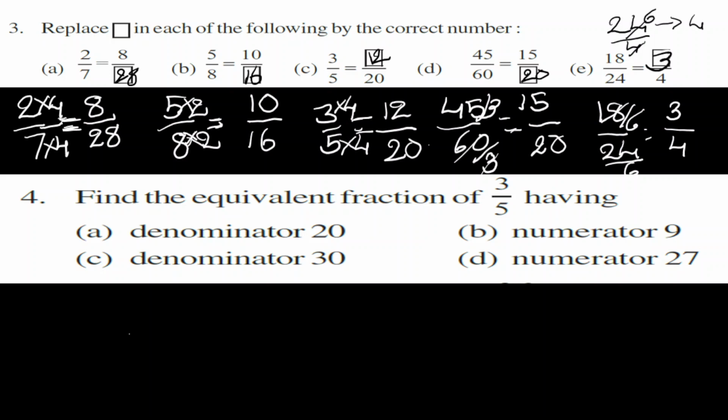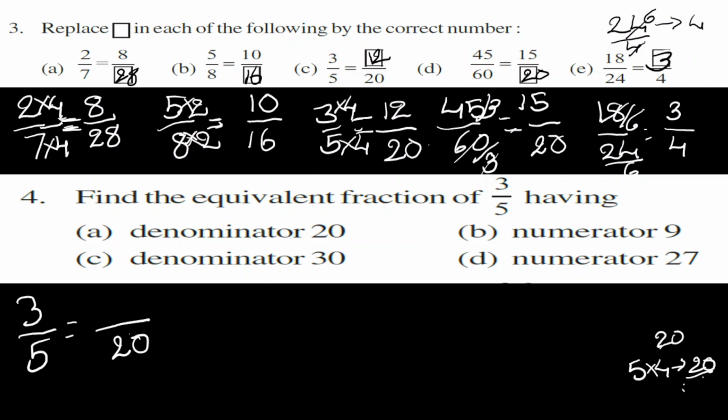Let's come to the next one. Find out the equivalent fraction of 3 by 5 having denominator 20. Here the denominator is 20, so you know that 5 into 4 is nothing but 20, or we can find it by dividing by 5. 5 4s are 20. Now we need to multiply both the numerator and denominator by the same number. Now the fraction became 12 by 20.